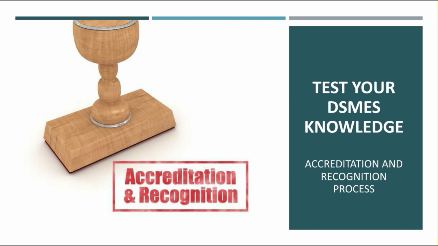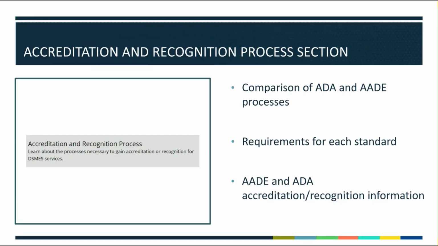In the accreditation and recognition process section, you will find a comparison of the ADA and AADE processes for accreditation and recognition. You will find the requirements for each standard, as well as information about AADE and ADA recognition information. This should help you make decisions about which process is best for your organization and provide you with the information you will need to meet the requirements for each standard.